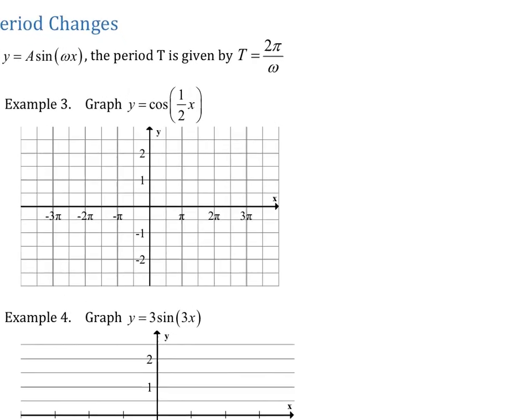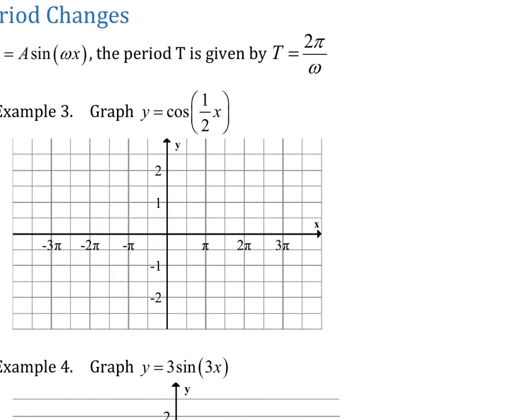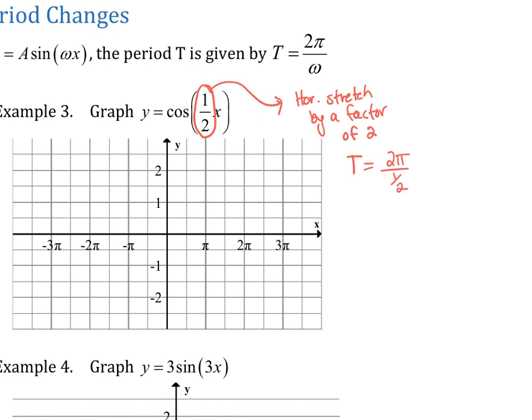So when I'm graphing this function, y equals cosine of half x, this half corresponds to a horizontal stretch by a factor of 2. It's going to be the reciprocal of 1/2. What that tells me is that my period is actually going to be 2 pi over 1/2, or 2 pi times 2 over 1, which is 4 pi.